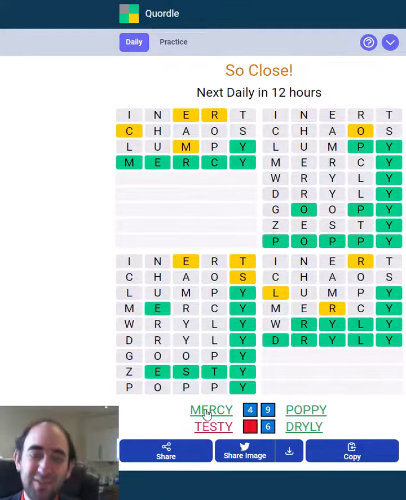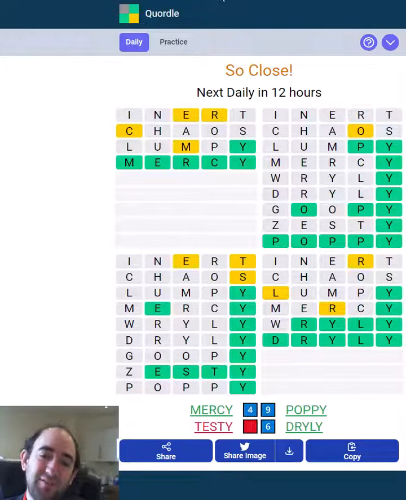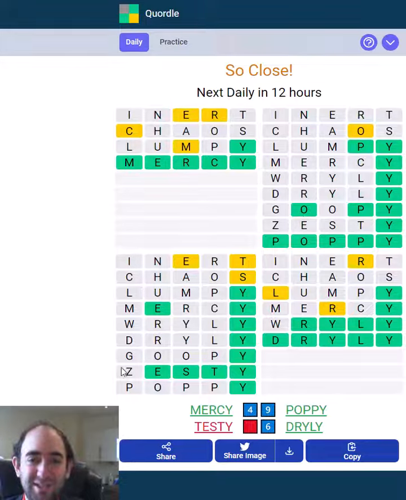It was testy. That was the thing I was going to try next, because I think I'd removed every other letter that could have gone first. So that's sad. I wasted too many guesses. Was one letter away here, one letter away here, and two letters away here. But apart from that, I think that was quite a difficult one.